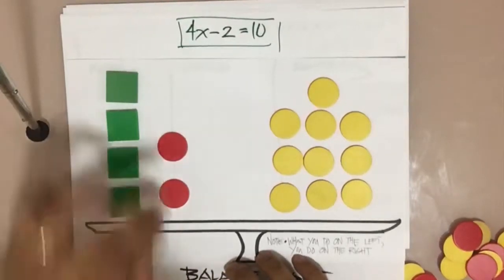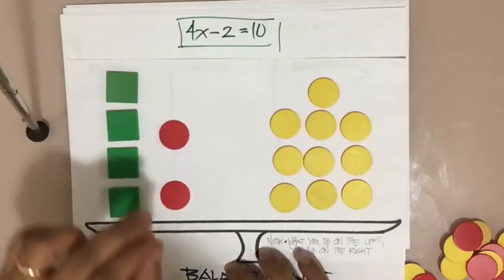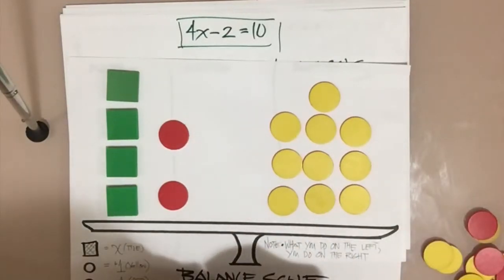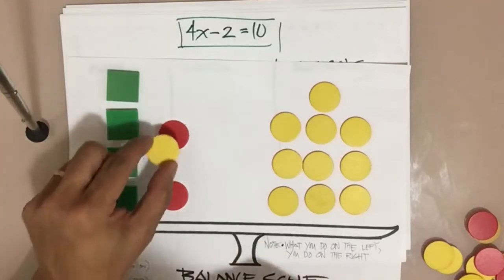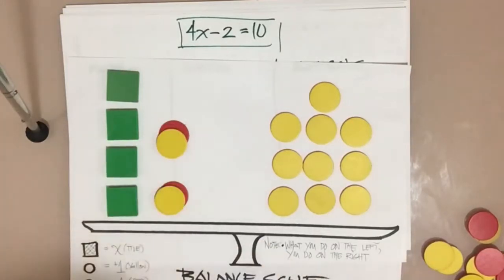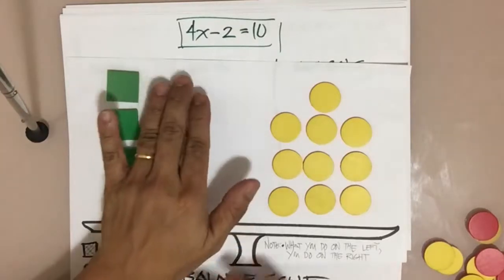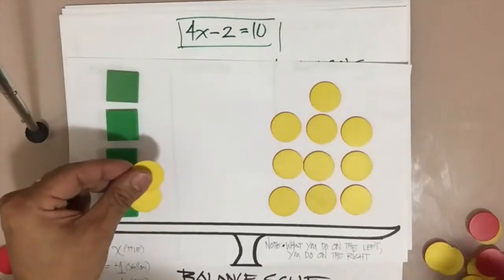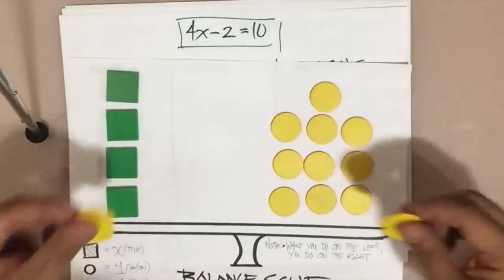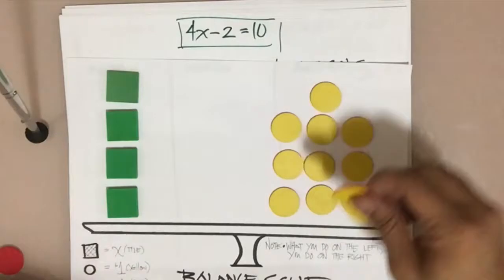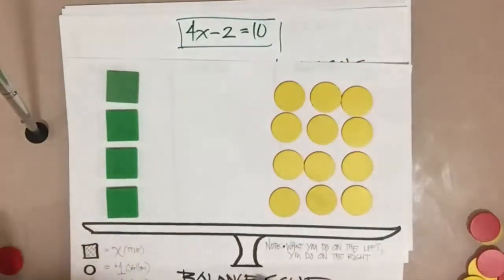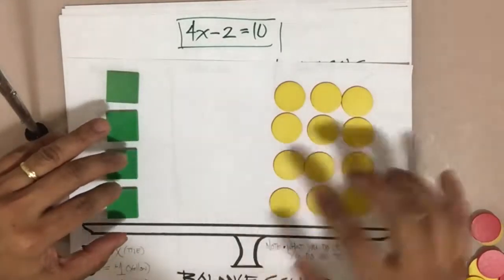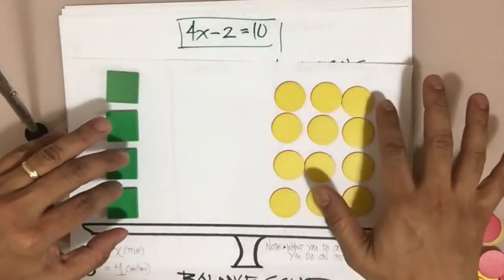First, to remove a negative, I should throw 2 positives because a positive 1 plus a negative 1 becomes a 0. I throw this here, I throw this there, that becomes a 0. But remember, whatever I do on the left, I also do on the right. Since I threw 2 yellows here, I have to throw 2 yellows here. Now, what remains is that 4x is equal to 3, 6, 9, 12.